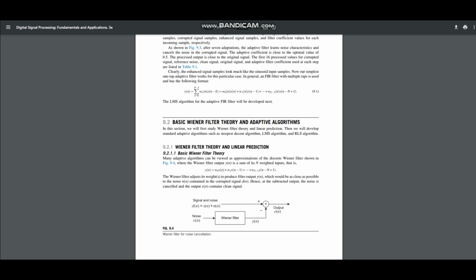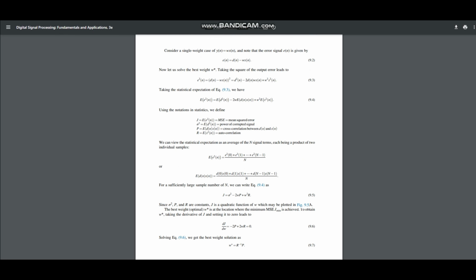As this filter seeks to estimate a signal from a noisy observation, the observation can be modeled using D of n equals S of n plus n of n, where S of n is the original signal and n of n is the noisy signal. And then we had the goal of minimizing the mean squared error. So we minimize the mean squared error by simply taking the square of the estimated signal.